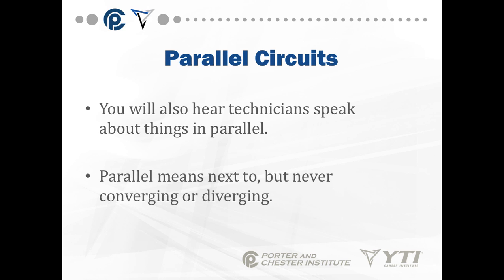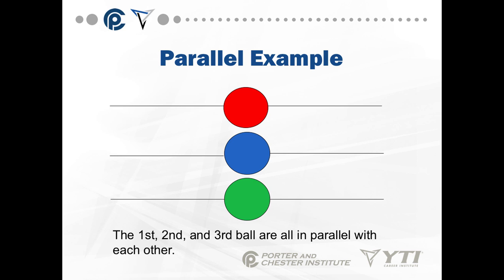Parallel means next to, but never converging or diverging. We're going to talk about things that are in parallel with each other. This is an example of a parallel circuit, or parallel example. The first, second, and third ball are all in parallel with each other. They're not touching, they're next to each other.